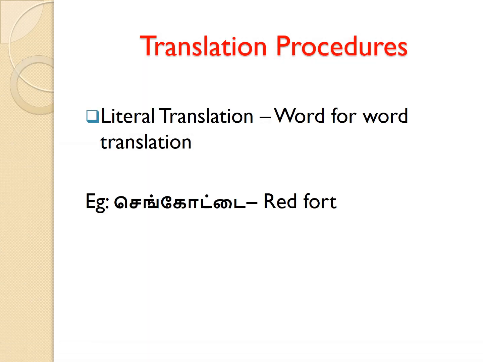Here we have to know what translation procedures we can follow for translating a work of art. We have many translation procedures in translation skill. First of all, we are going to see only the literal translation. Literal translation is nothing but word for word translation. Here we have the example Sengotai in Tamil, and this Tamil Sengotai can be translated into English as Red Fort. So simply we are following word for word translation in literal translation.